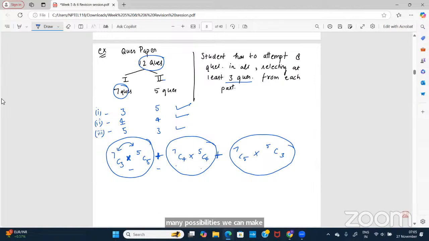So you will have to make different cases, and accordingly you will have to use the formula of combination, and then you will add the different possibilities. So that depends on what is given in the question. There is no hard and fast rule that can be applied to all the questions. You will have to see the situation.